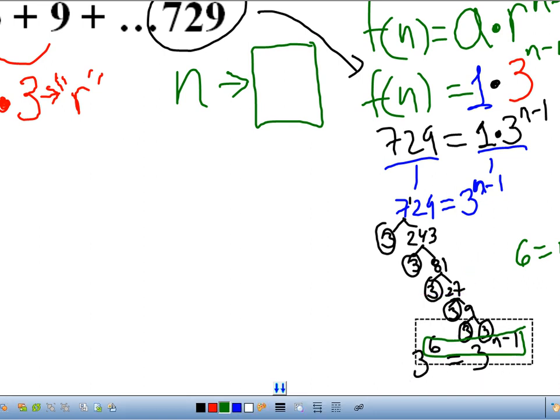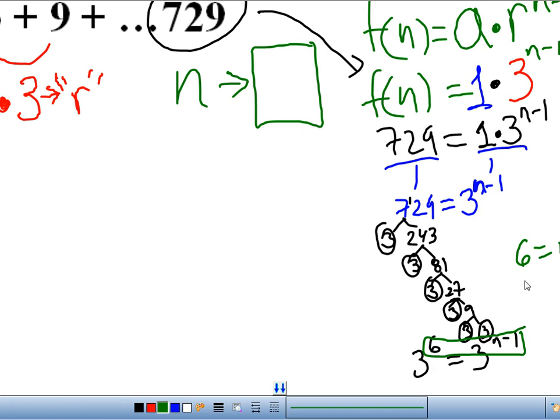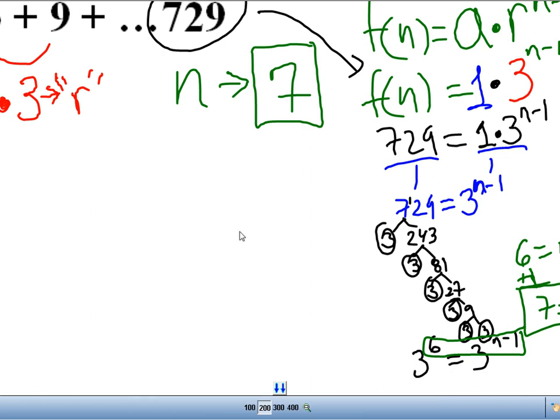All right, so therefore we solve. So this is plus 1 plus 1. So we end up with, let's cancel, 7 equals n. All right, so now we have our value of 7. All right, let me zoom out.